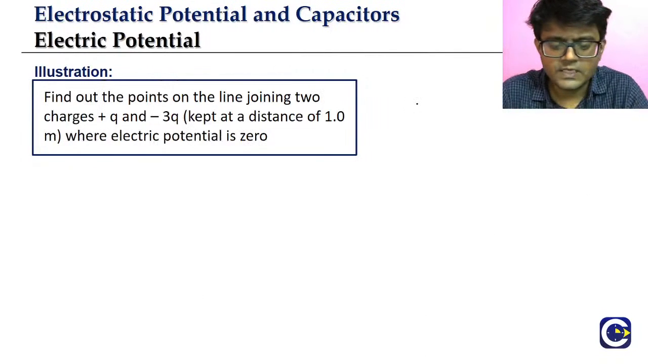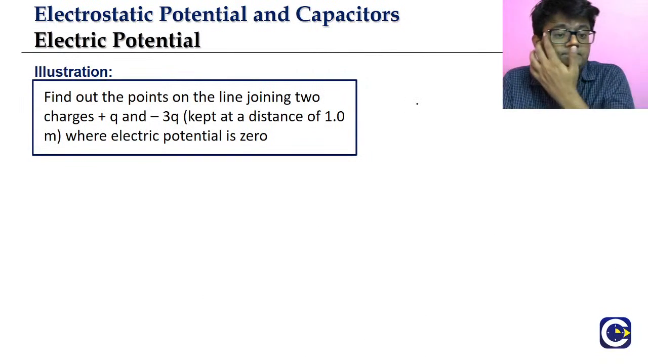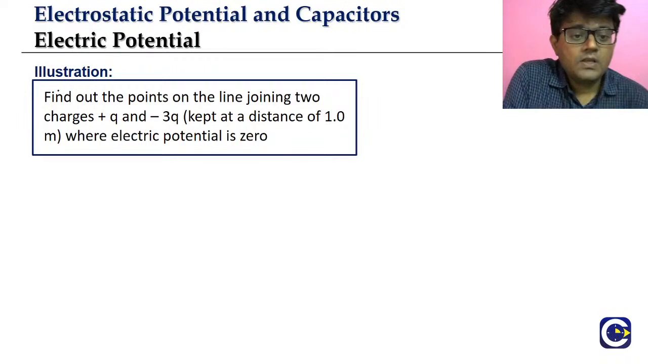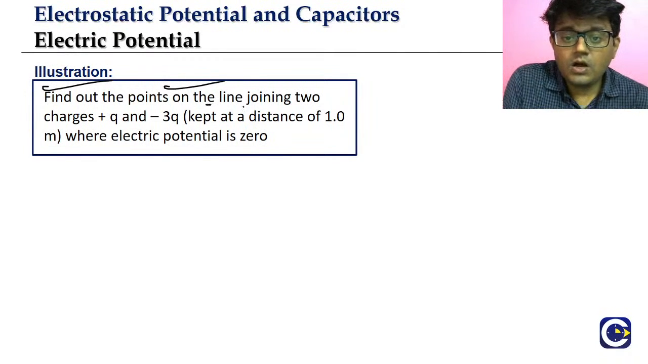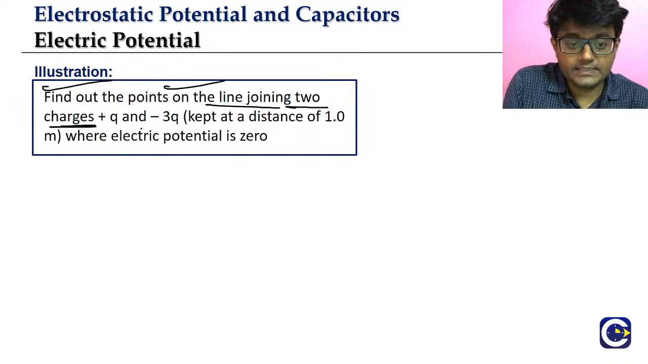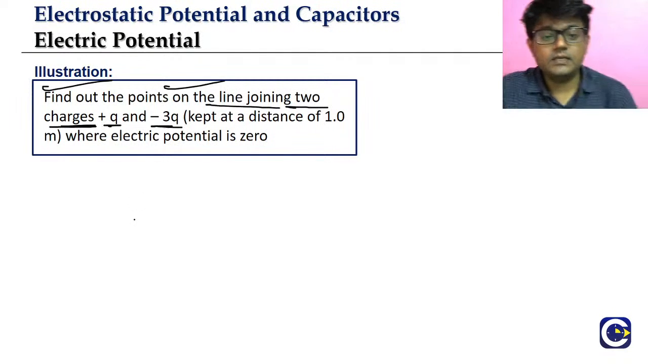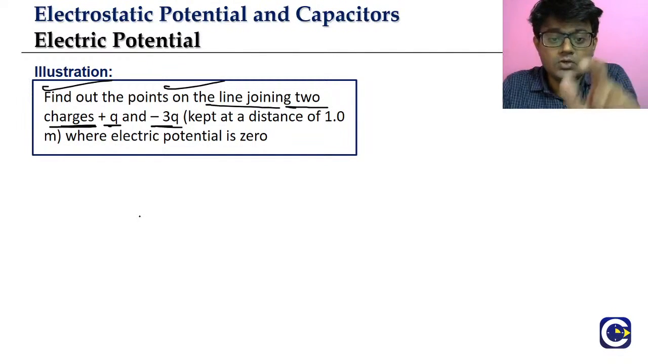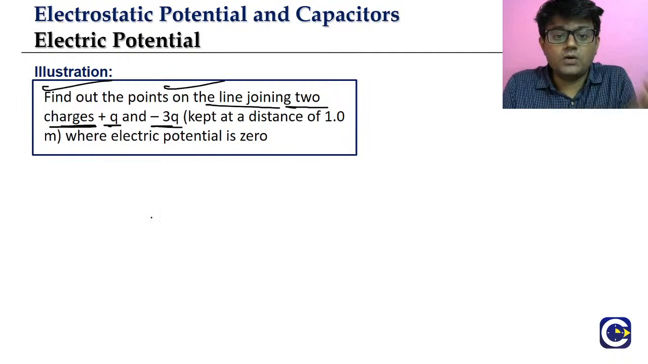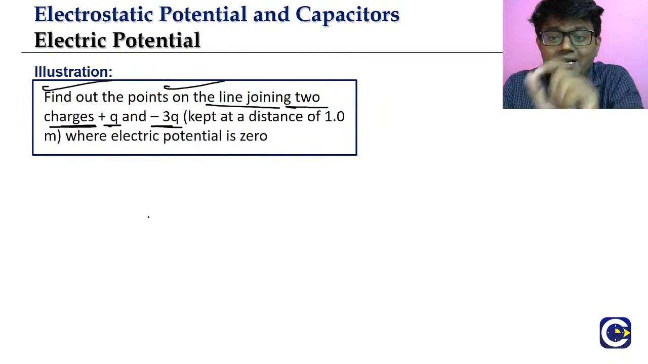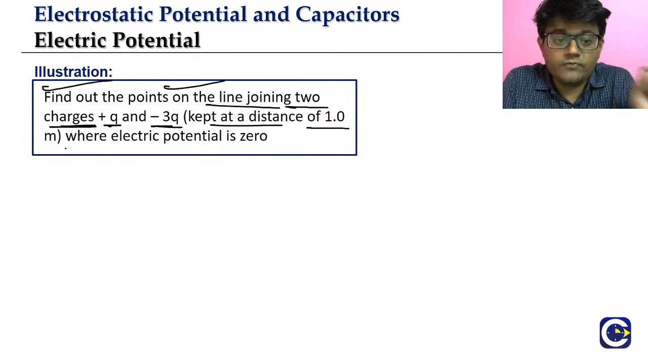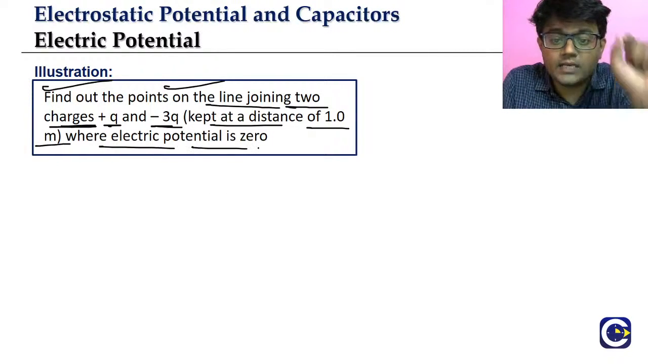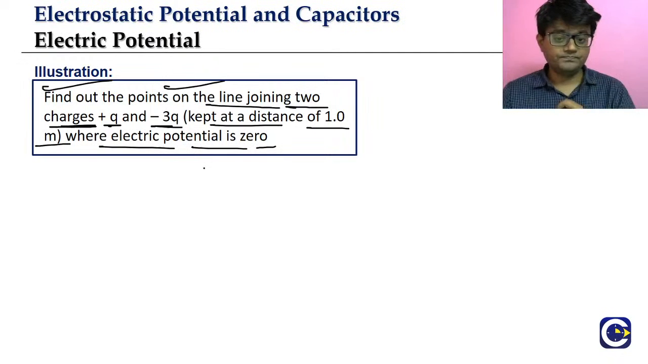Okay? Look at the next question. Find out the points on the line joining two charges. One charge is -q, the other is -3q. So find out the points on the line joining the two charges kept at a distance of 1 meter where the electric potential is 0.